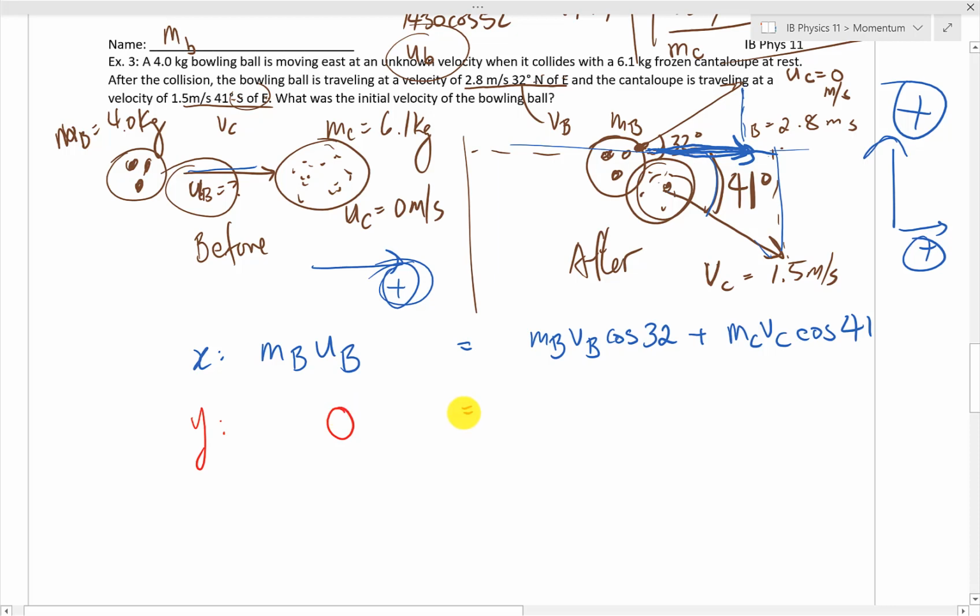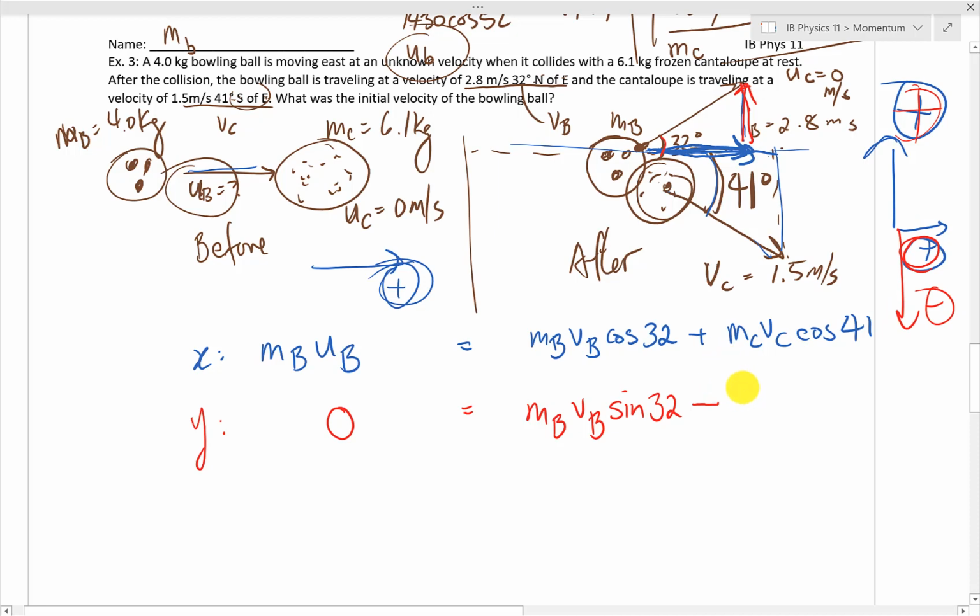That is equal to, now, we have one vertical component from the bowling ball, which is this guy over here, and it is opposite to our 32-degree angle, so that's going to be MBVB for final velocity of our bowling ball times sine, because it's opposite to the angle, and that's going to be positive because it is north. We said north is going to be positive. On the other hand, this cantaloupe is moving some direction southward, in which we will need to subtract this momentum because it is going in the opposite direction to north.